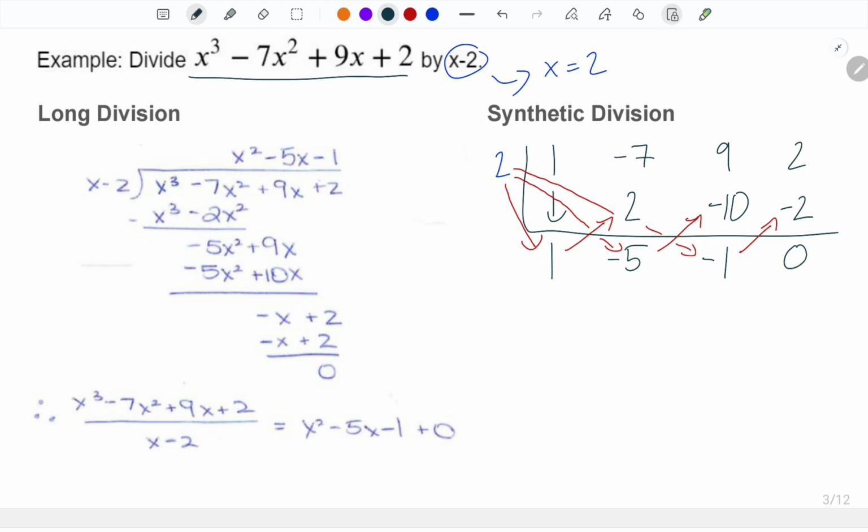Okay, so what do these 4 numbers at the bottom mean? This is really what we care about, the 4 numbers at the bottom. Well, the first 3 numbers are your quotient. They're the coefficients of your quotient, and they're going to be 1 degree less than what we just said. So we started with x cubed. So that's now going to be x squared minus 5x minus just 1.